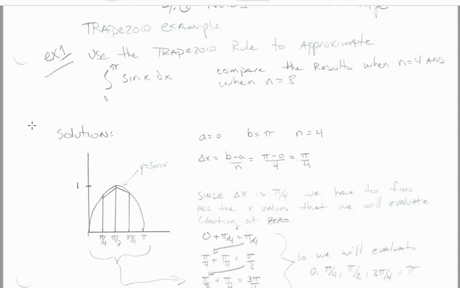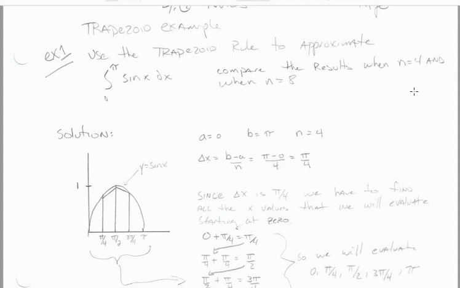So let's look at example 1. We're going to use the trapezoid rule here to solve this integral. We're going to go from 0 to pi of sine of x dx, and we want to find the results when n is 4 and n is 8. We're going to do two separate parts for this problem so you can see what's going on.